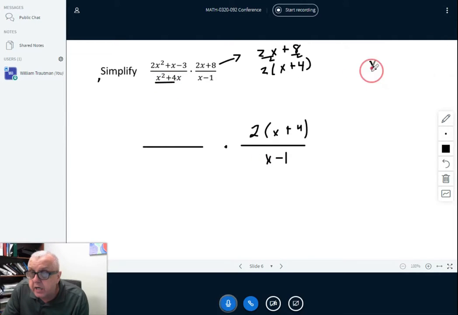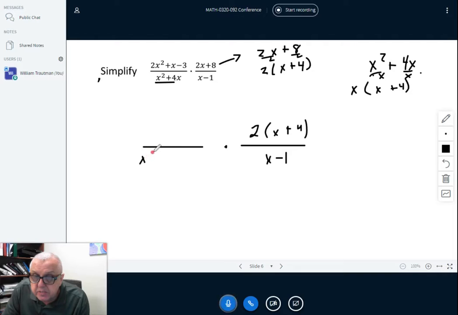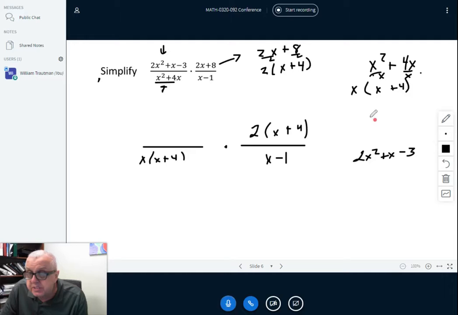This x squared plus 4x factors. Do you see how they have an x in common? So if I divide both by x, I get x plus 4. So x times x plus 4 for this factor here. Now I just have to factor three terms, and I'm going to use the AC method there, 2x squared plus x minus 3. Using the AC method, 2 times 3 is 6. All the things that multiply together, 6 is 1 times 6 and 2 times 3.